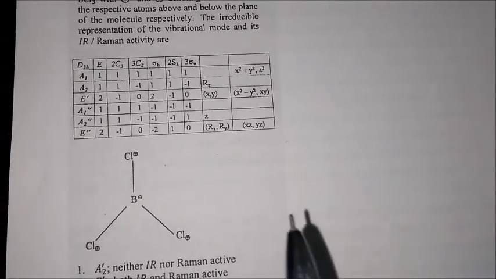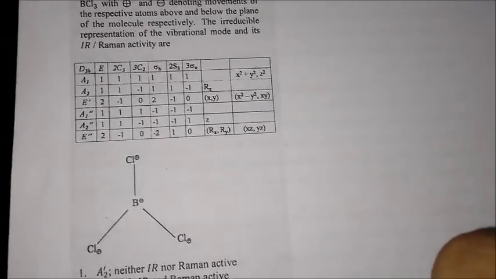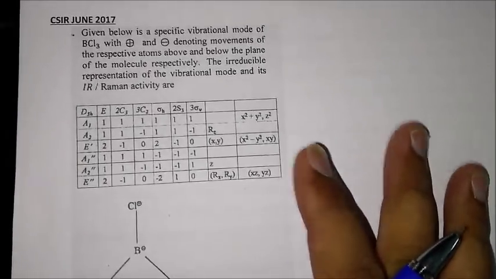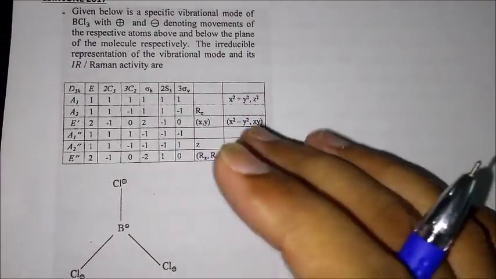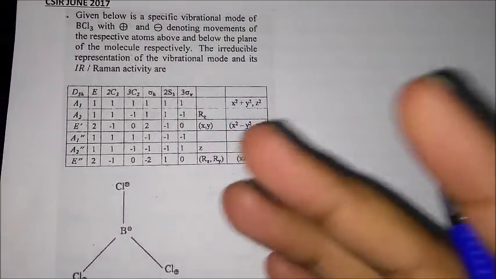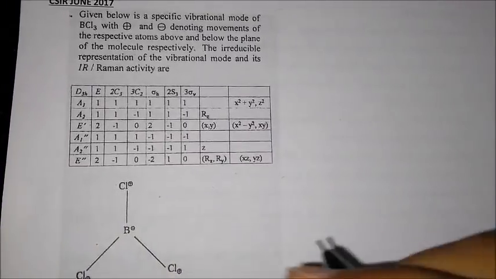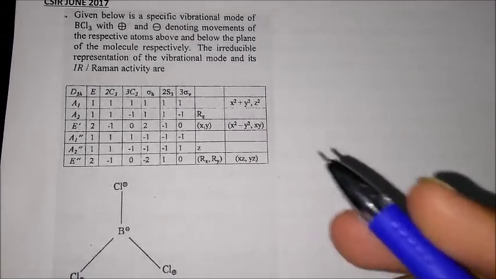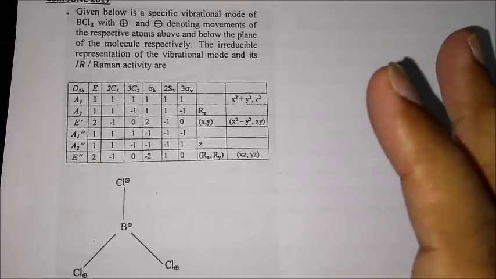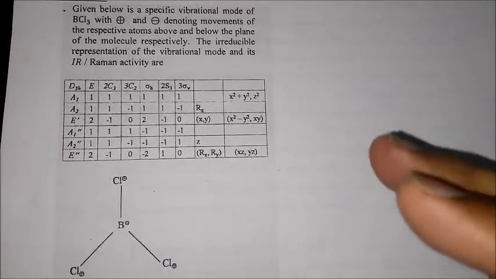They are asking for the irreducible representation of the mode, and whether it will be IR or Raman active. You have to tell both things. I will not be solving this question in detail because that will take a lot of time and this video will become very large, as I want to cover more and more questions in it. So I'm not going to solve this particular question. I have already solved it, so I will just give you the terms which you will get in between.